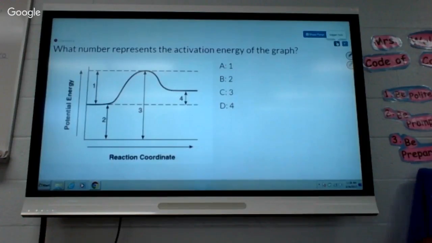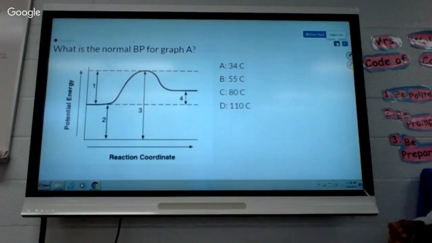Alright, we got all but one. Activation energy is number 1. It goes from the reactants to the top of the curve. Tell me this. Is it an endo or exothermic graph? Endo. It's endo because the products are what? Higher. Very good.